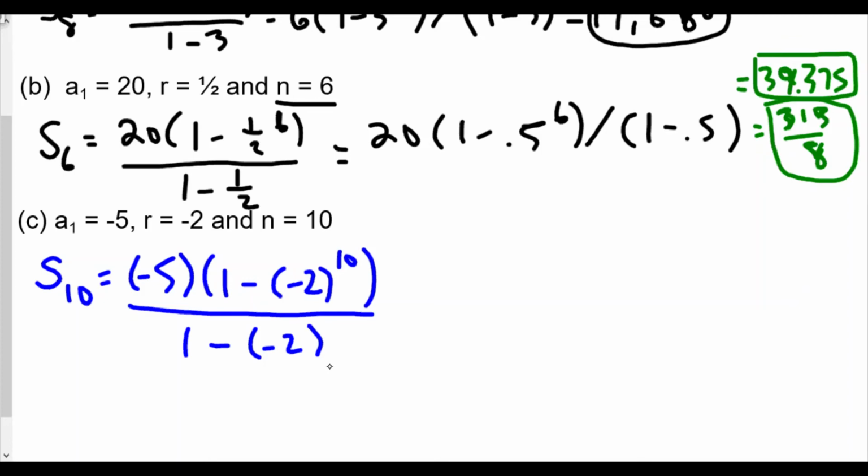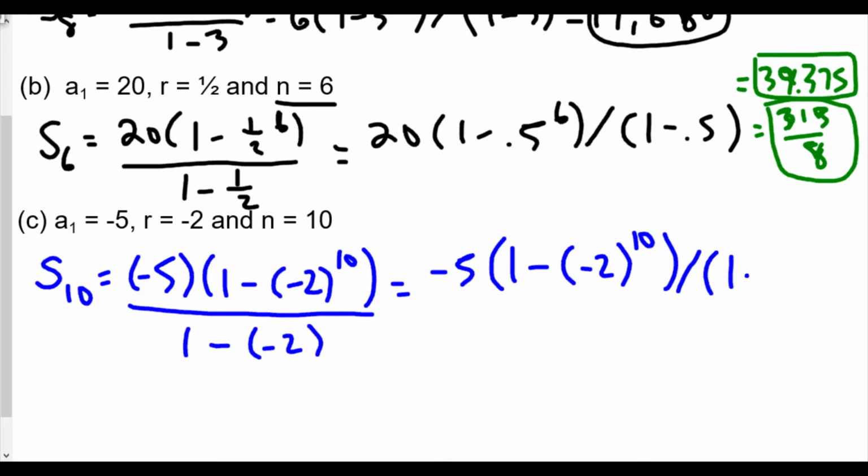And again, we're going to write it this way. We'll get negative 5, open parenthesis, 1 minus, open parenthesis, negative 2, close parenthesis, raised to the 10th, close parenthesis, divided by, open parenthesis, 1 minus, open parenthesis, negative 2, close parenthesis, close parenthesis. Seems a little excessive. You could combine the 1 minus negative 2 to make it positive 3. That's totally okay, but you don't have to.